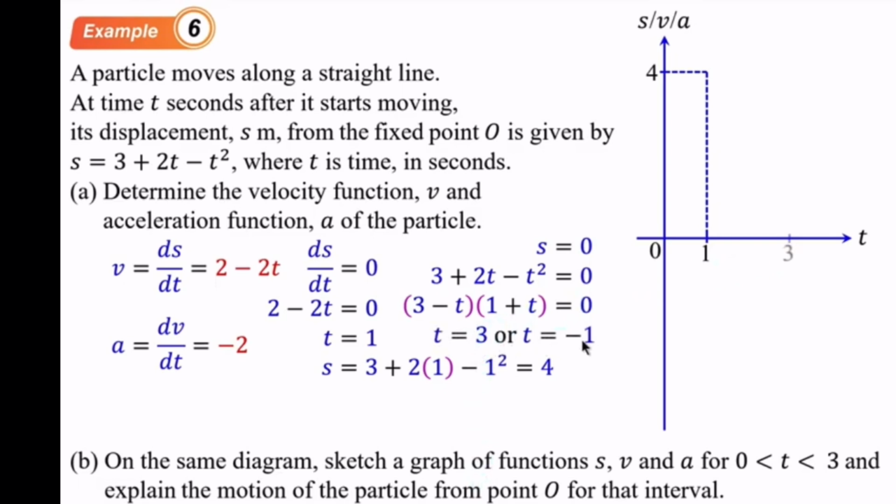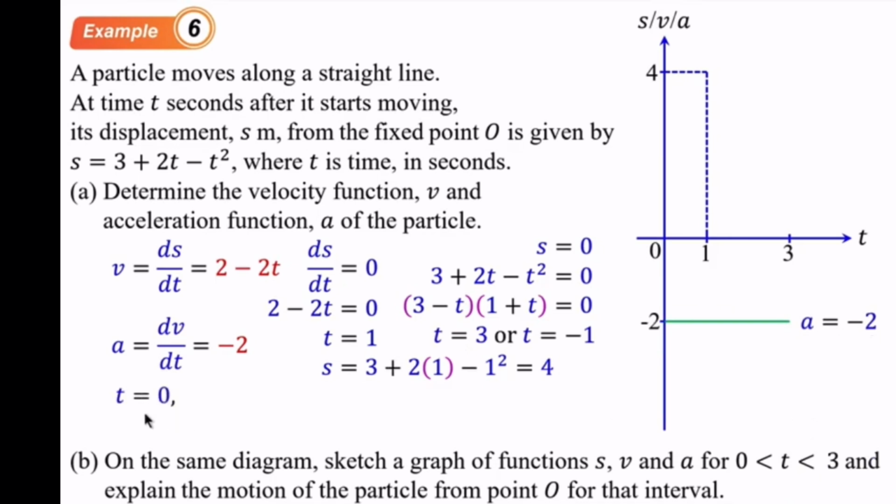Then we will find the intercept. We let s equal to 0 and we solve for the intercept. So we will get t equal to -1 and 3, but obviously negative is not logical for time, so we will just reject the negative part of the time. So we plug in the t-intercept and the maximum point, and we can actually sketch an N shape for the displacement with respect to time.